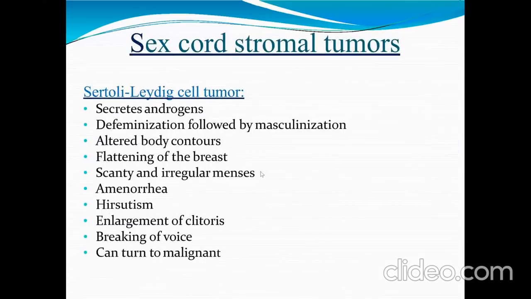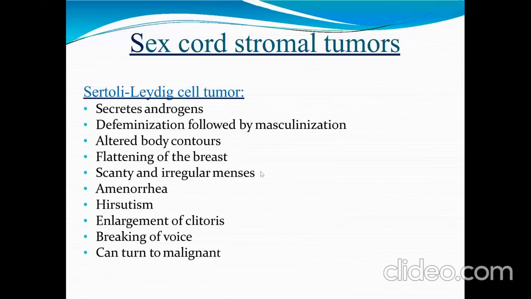So now we are over with discussing the germ cell tumors and surface epithelial tumors of the ovary. The last section of discussion of ovarian tumors is sex cord stromal tumors. The first tumor we'll discuss is Sertoli-Leydig cell tumor. These tumors secrete androgen. They cause defeminization followed by masculinization of the female patient.